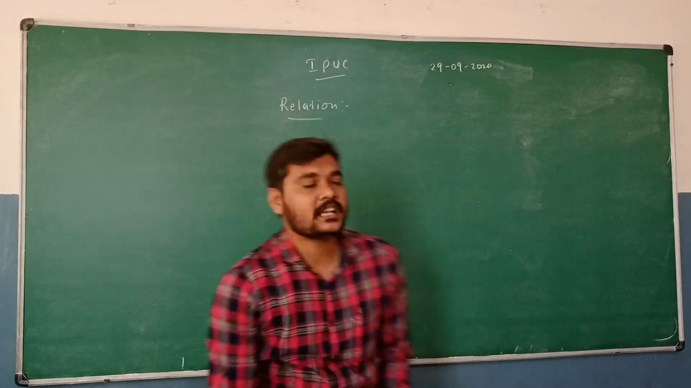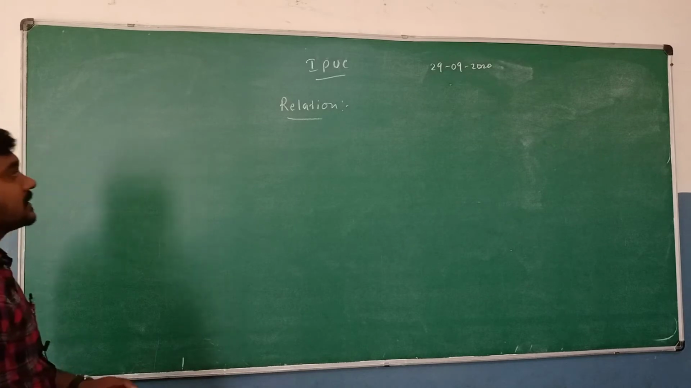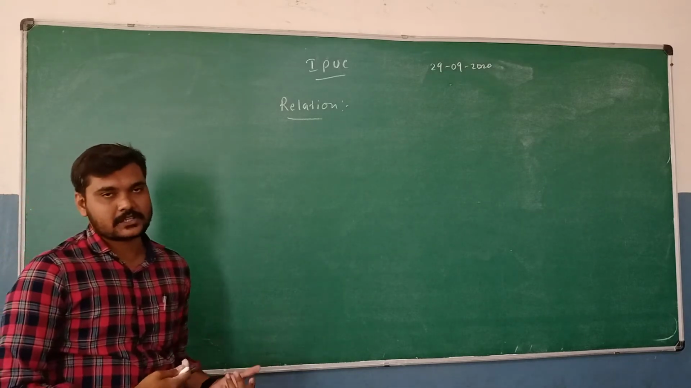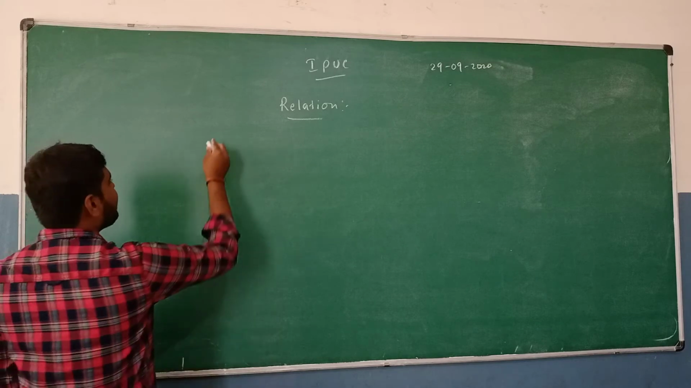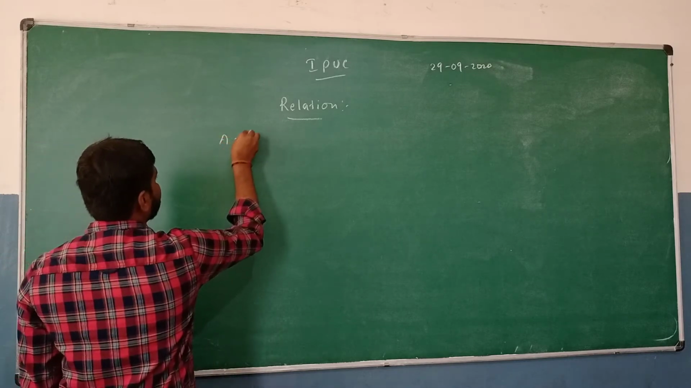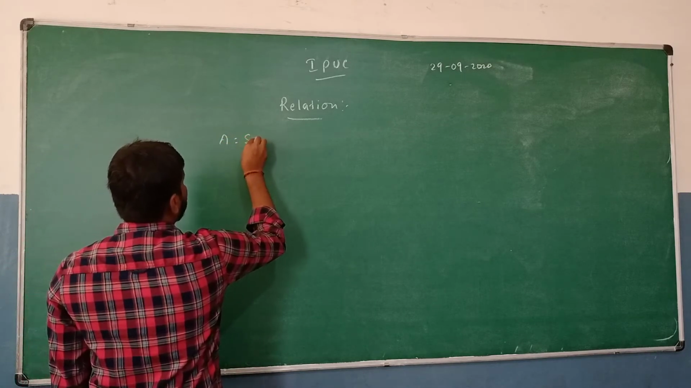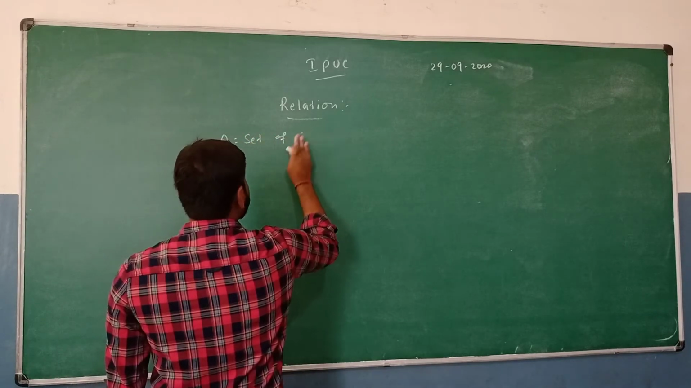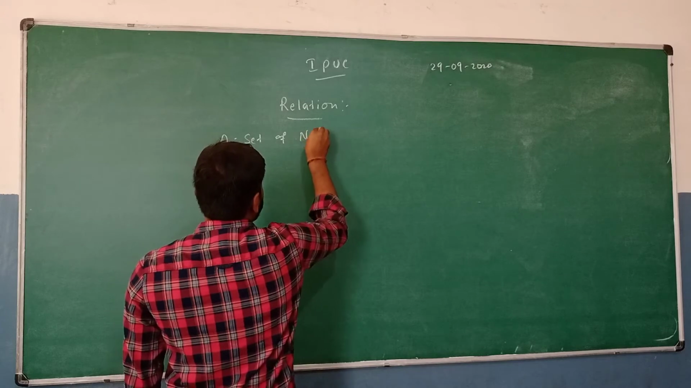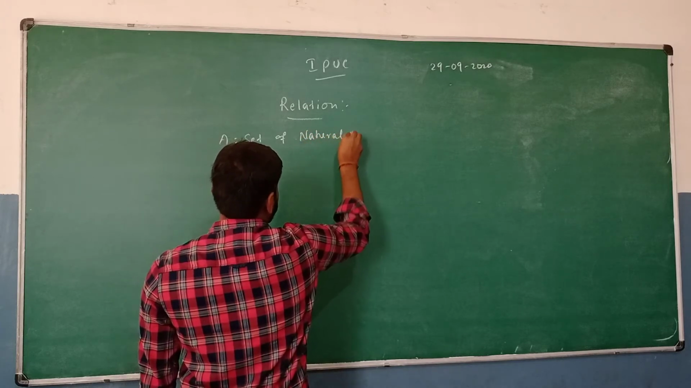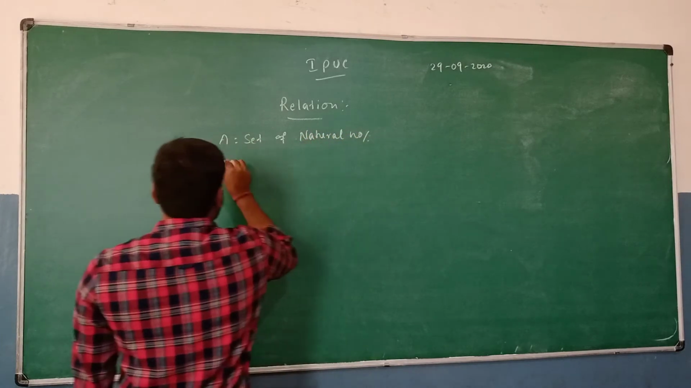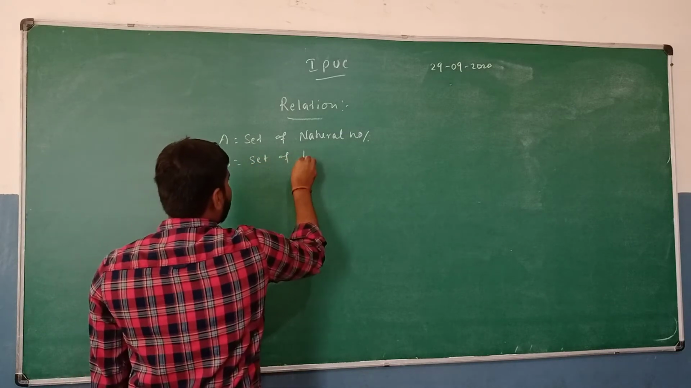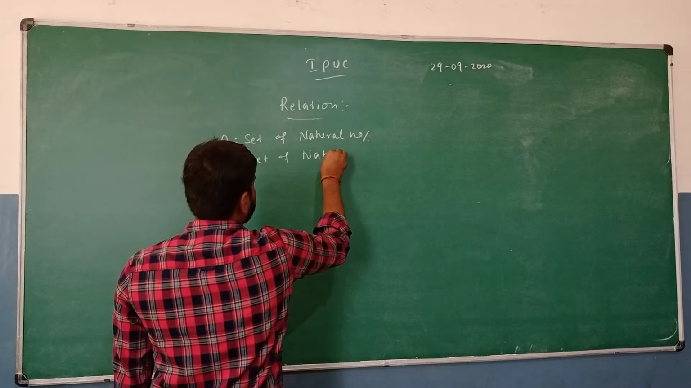So let me take another example for the relation, because according to that one we are going to build some more definitions of the relation. Okay, so here I am taking that A is equal to the set of natural numbers. So set B is equal to the set of, again, natural numbers.